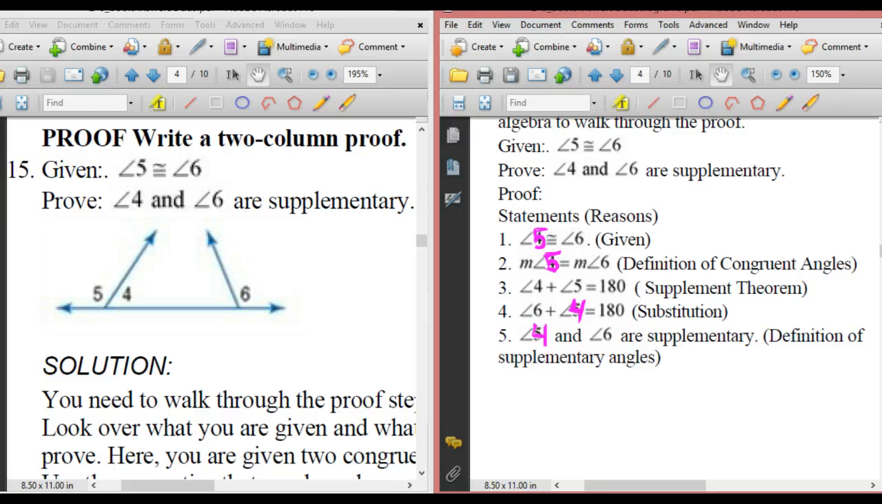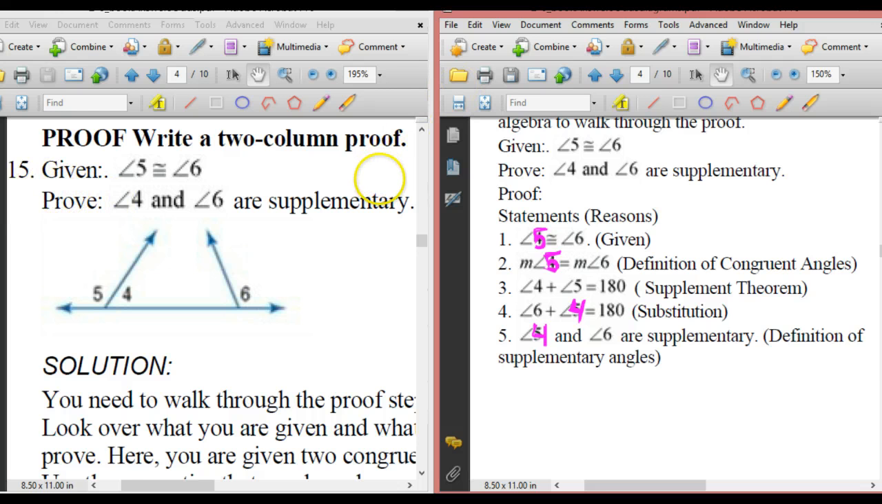We start the proof off by stating our given information, and in my answer here I had to make some changes. It did say 4 is congruent to 6, which is incorrect, so I changed this. Hopefully you can follow along. On step 1 we state our given information that 5 is congruent to 6. From there we can use the definition of congruent angles to say that the measure of angle 5 is equal to the measure of angle 6, since they are congruent angles. From here we want to use the supplement theorem and say that 4 plus 5 is equal to 180 because 4 and 5 form a linear pair.